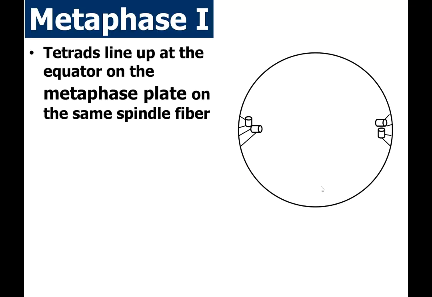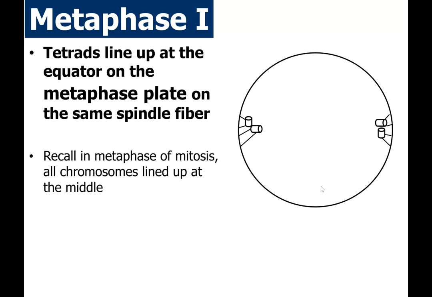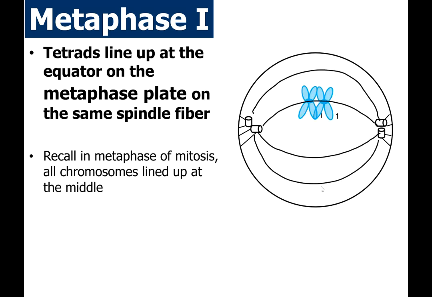In metaphase I, the tetrads line up at the equator on the metaphase plate on the same spindle fiber. Recall in metaphase of mitosis, all chromosomes lined up at the middle. So here we have the spindle fibers, and the pairs of chromosomes are lining up on the imaginary line we label the metaphase plate. The ploidy of this cell is 2N equals 4.